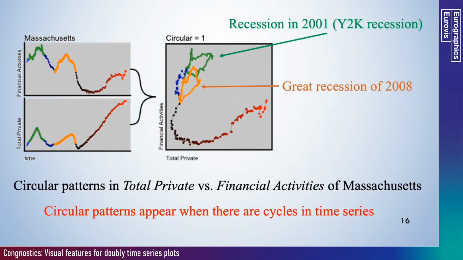We also found circular patterns in the U.S. employment dataset. The slide shows the time series of total private and financial activities of Massachusetts. The green loop is due to the Y2K recession, while the orange one depicts the Great Recession of 2008. The offset between the orange peaks of the two sectors indicates the fact that the Great Recession of 2008 affected financial companies before having an impact on other private companies.